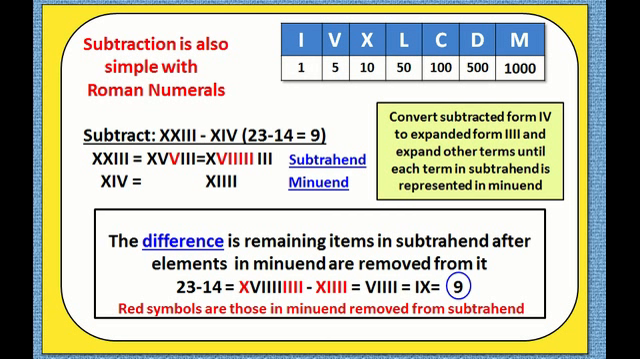All that's left to find our answer is to remove 1 X and 4 I's, the value that's in the subtrahend, from the minuend. The remaining is the answer, which is VIIII, or IX, or 9.